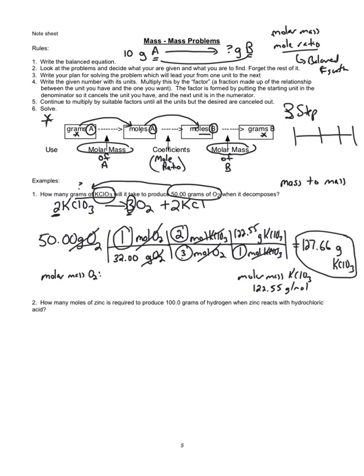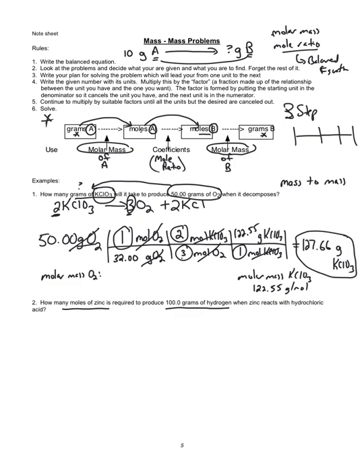All right? Now, I've shown you how to do 2 mass-to-mass problems, and the homework has quite a few of those examples, but there's also a couple other variations of that. And I'm going to show you 2 examples of that to round off this lecture. The first one is here. How many moles of zinc is required to produce 100 grams of hydrogen when zinc reacts with hydrochloric acid?